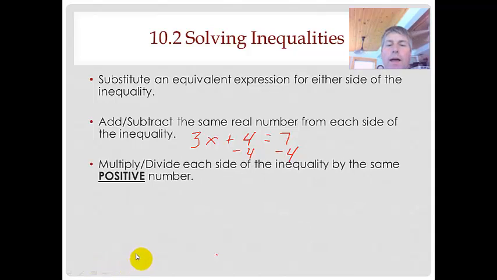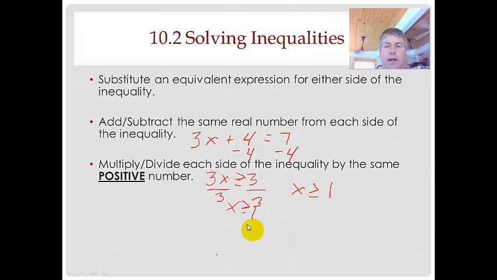We can multiply and divide each side of the inequality by the same positive number. So here we were left with 3x equals 3. Well, we can divide both sides by 3, and sure enough, we get x equals 1 in an equation. We can do the same thing in an inequality. So if that was greater than or equal to, we'd get x is greater than or equal to 1. That would be our solution, our algebraic answer.